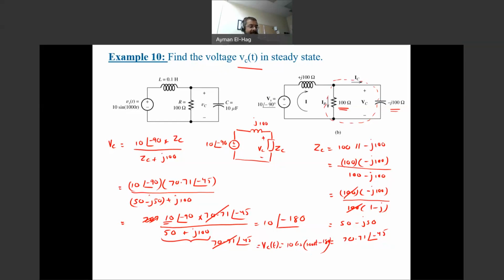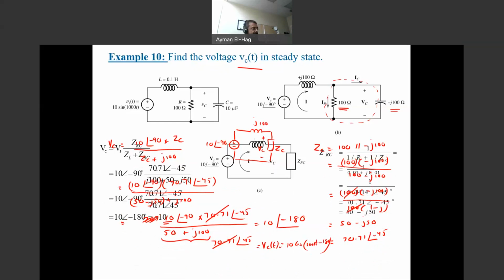Let's see another way, which is using nodal analysis. Sometimes nodal analysis is really very helpful. So this is the solution. I will redraw the circuit for you here. Here we have the voltage source, which is 10 angle of minus 90, then we will have the j100, the 100 here, and the minus j100. Okay, excellent.